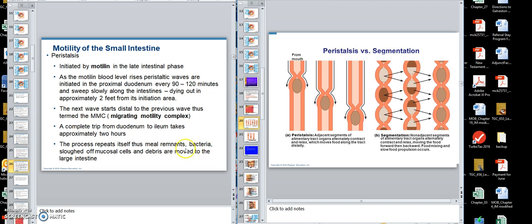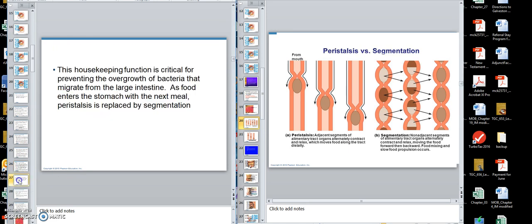The meal remnants and bacteria are sloughed off. See, a good thing about propelling down is this: it is a housekeeping function critical to prevent overgrowth of bacteria that migrate from the large intestine. See, in the large intestine, you have normal flora. We've mentioned that a little bit already. As food enters the stomach with the next meal, peristalsis is replaced by segmentation. Okay. Once you eat another meal, at that point you need to start back on segmentation to mix again and stop the peristalsis, so you don't move it through too quickly.